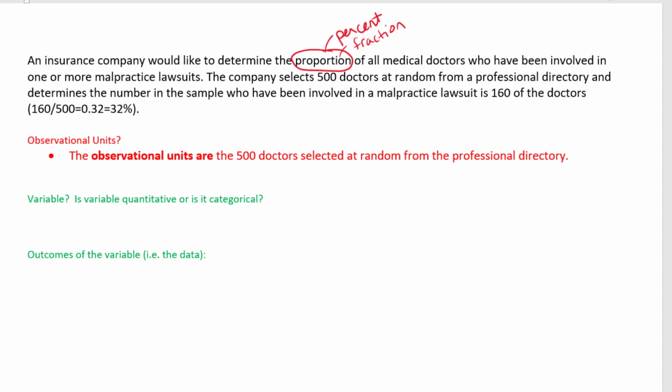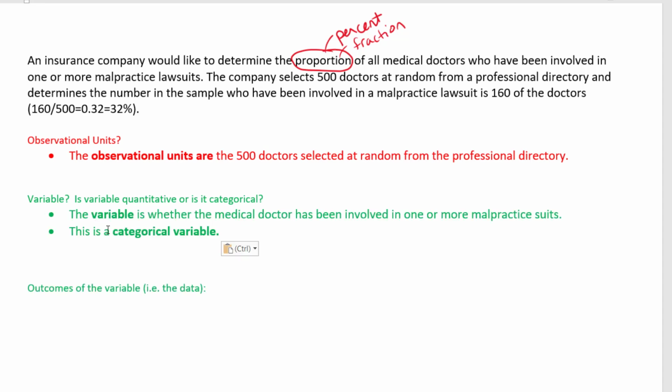So in this case, we're wanting to know, did the doctor have an involvement in one or more malpractice suits, or did the doctor not have involvement in one or more malpractice suits? So you kind of write down yes or no. The variable is whether the medical doctor has been involved in one or more malpractice suits or not. This is categorical. So you would write down like, yes, he has, or no, she hasn't, one or the other. It's not a number, it's a category, yes or no.